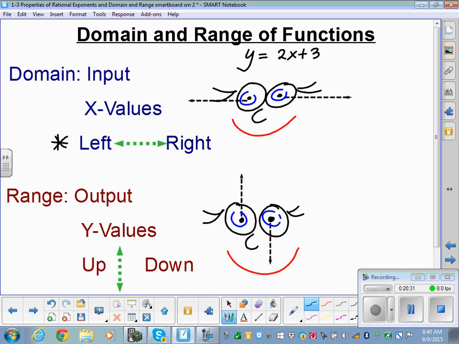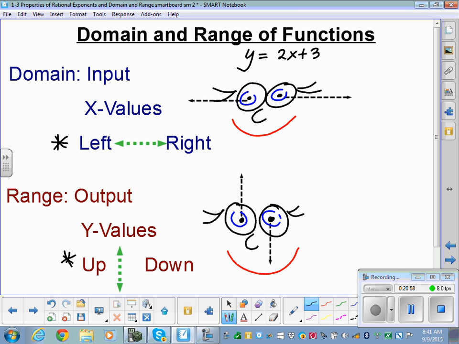And then range is the output values, what you're going to get out of the function once you plug in some x values. Now, once again, range is the y value, so you'll have to shift your eyes. You're only going to look up and down with range. So this is the way important part. With your eyes, you've got to shift them and say, I'm not looking left and right anymore. Now I'm looking up and down. That's it. Up and down for range. So domain is left and right, our x values, and range is up and down, our y values.